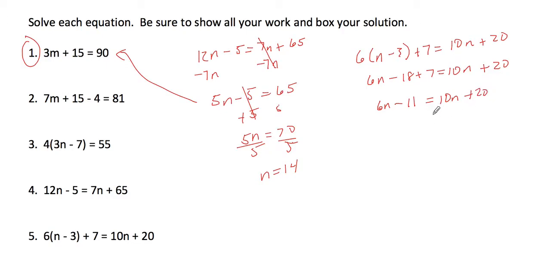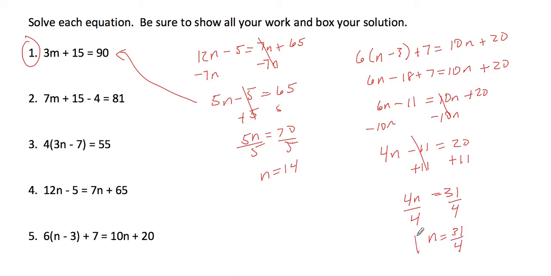All right. Let's get rid of the variable on the right side. So we're left with, we subtract 10n from both sides, minus 10n. These cancel out. I'm left with 4n minus 11 equals 20. All right, now let's get rid of this minus 11 by adding 11 to both sides. These cancel out. I'm left with 4n equals 31. We divide both sides by 4, and we have n equals 31 fourths. And there's your answer.